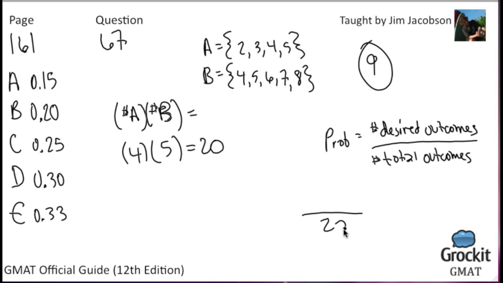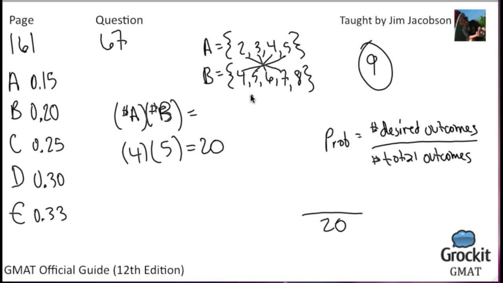and one from B. Now, how many of these add up to be 9? 2 can only be added to 7 to get 9. 3 can only be added to 6. This 4 can only be added to 5, and this 5 can only be added to 4. 8 can't be added to any of the numbers in A to get us 9, so there are only 4 different pairs of numbers that add up to 9, because for each of them there's only one.